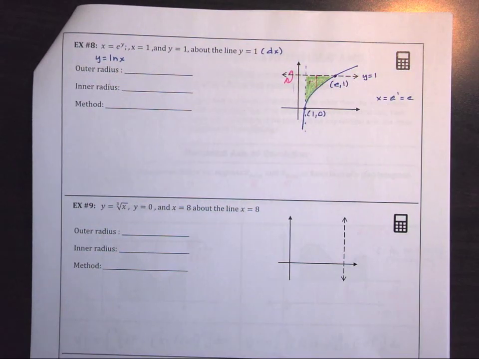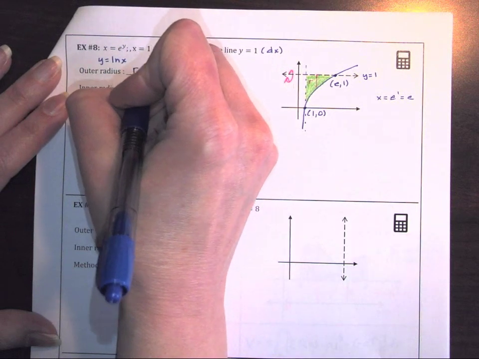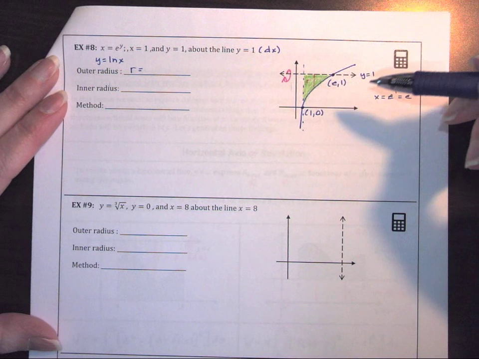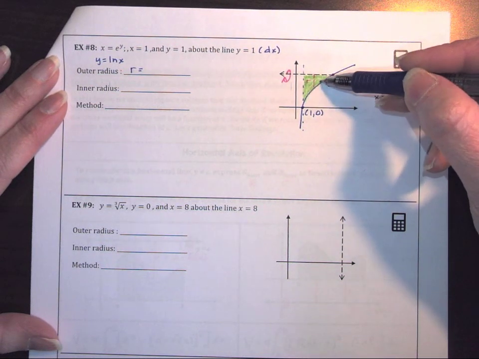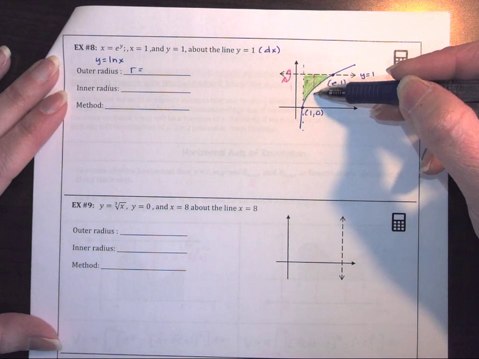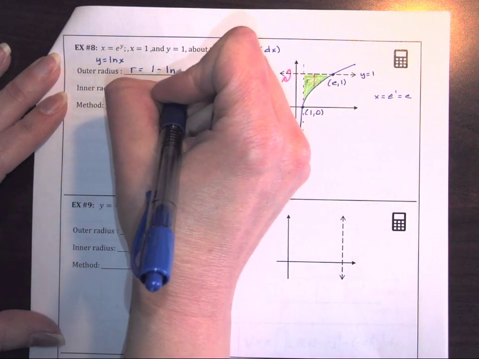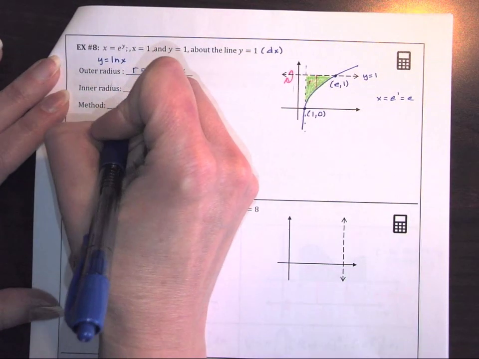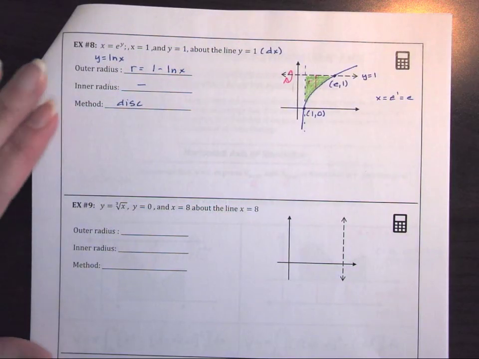Pretty cool? Yeah, awesome. So my outer radius here is this distance 1 minus my distance from here to here, because this distance is 1 minus this, which is my function value. So this is going to be 1 minus the natural log of x. There is no inner radius. This is a disk method. Makes sense there? All right.